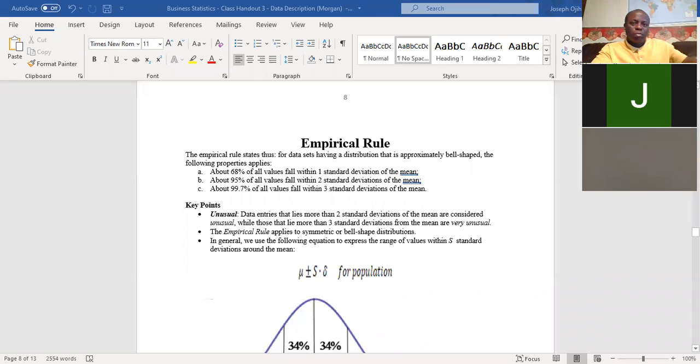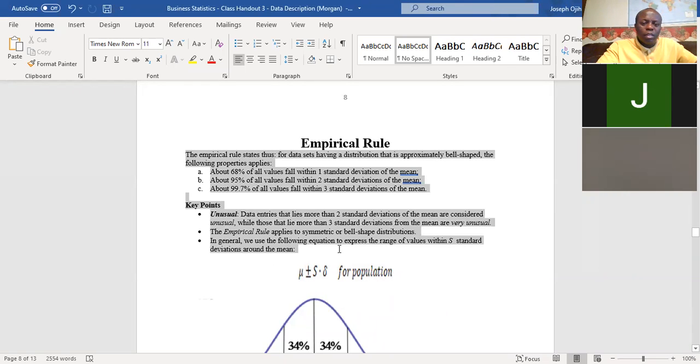So I guess we can start. Today we have the empirical rule. We're going to do the empirical rule today. Then Friday we'll do the Chebyshev rule. And then that will conclude this section of our class. Next week we'll start probability. So before we start, does anybody have any questions before we begin? No? Okay, let's start then.